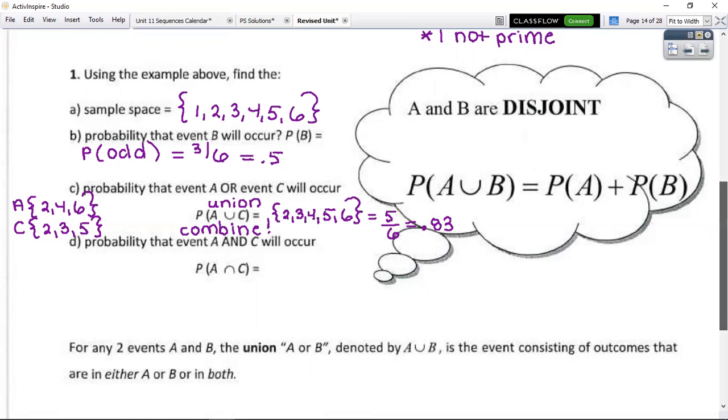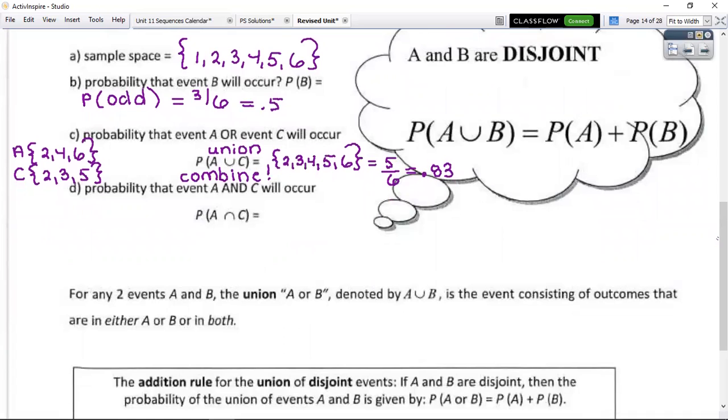Now we're going to go the opposite direction. We're going to do an and statement. So what do you think an and, which is an intersection, means? Only, yep, excellent. Only the overlap. Good. So this is the opposite, or the shared outcome. What did they share here? Yeah, just the 2. So this would just be the 2. So this would just be 1 over 6, which is, yep, thank you, 0.17. I think it's 0.16 repeating.